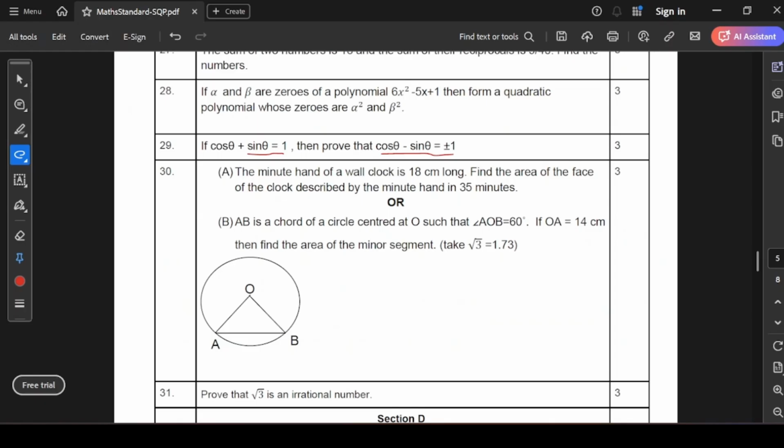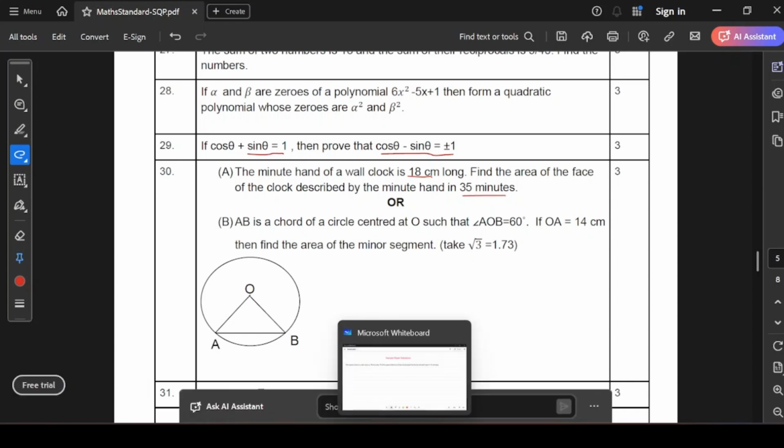Okay, let's see the next question. Question number 30. Part A. The minute hand of a wall clock is 18 cm long. Find the area of the face of the clock described by the minute hand in 35 minutes.